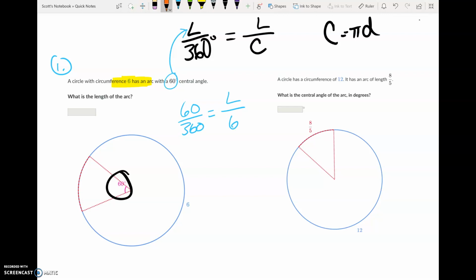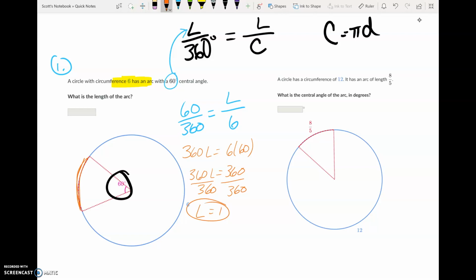And then from here, you should be able to cross multiply. You would have 360L equals 6 times 60, which turns out to be 360. And then divide. L equals 1. So that means that arc length from here to here would just be 1 unit.